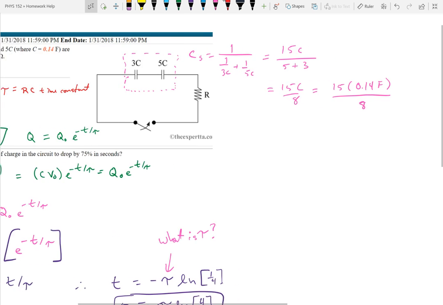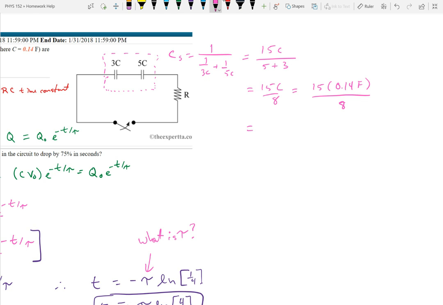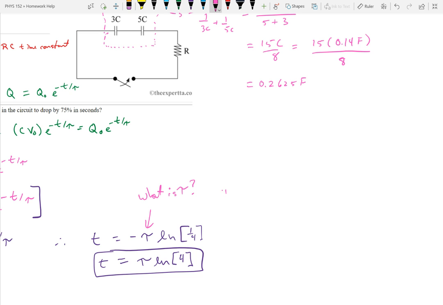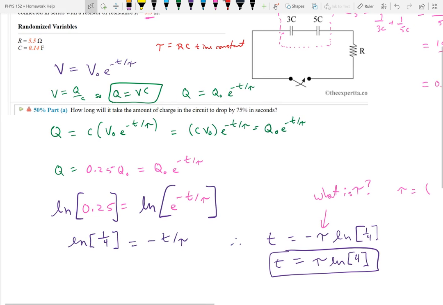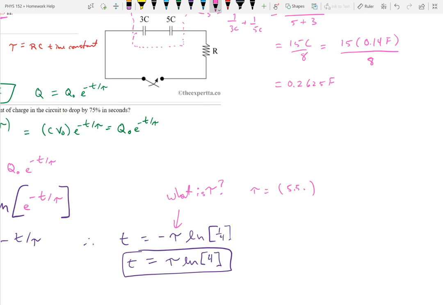Since these are my numbers, let us calculate this. What's 15 times 0.14 divided by 8? 0.2625. And so that means tau is equal to RC. The R I'm given is 5.5 ohms times 0.2625 farads. So what's this times 5.5?